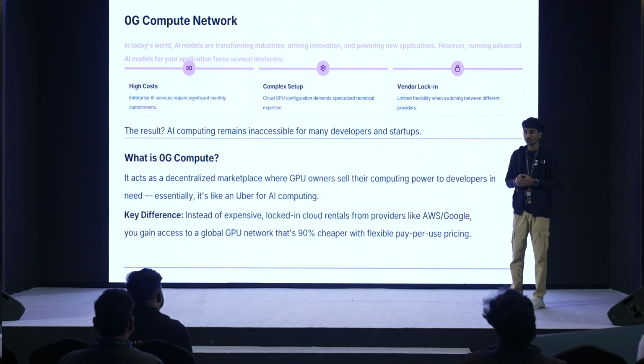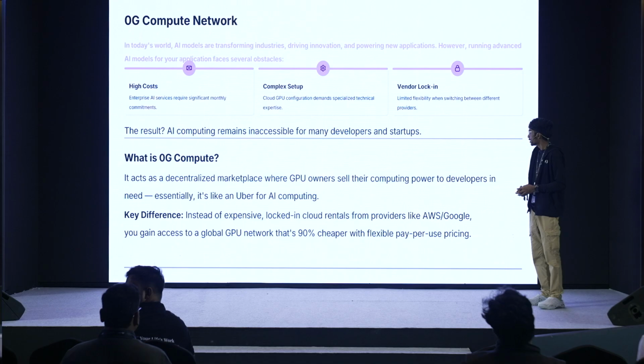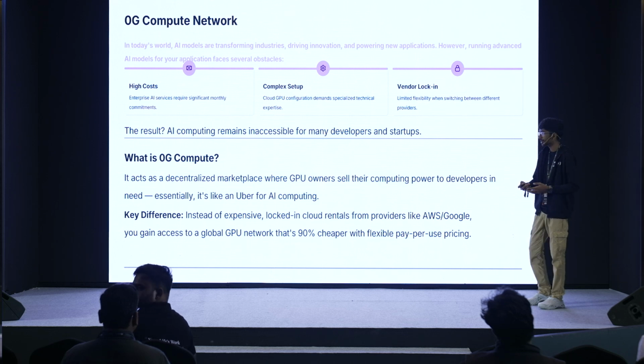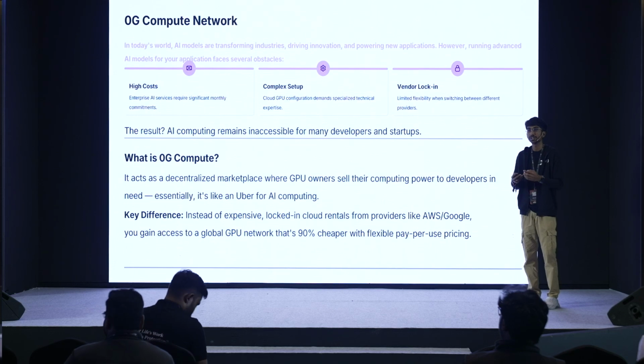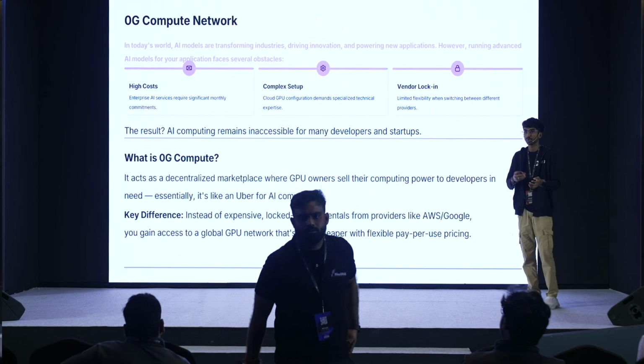So what is Zero-G compute, how are we solving this differently from the market, and how do we utilize the complementary stack that we have to make this much more efficient? It is a decentralized marketplace where GPU owners are selling their computing power, and there are AI users who utilize this to get verifiable inferencing from the models.